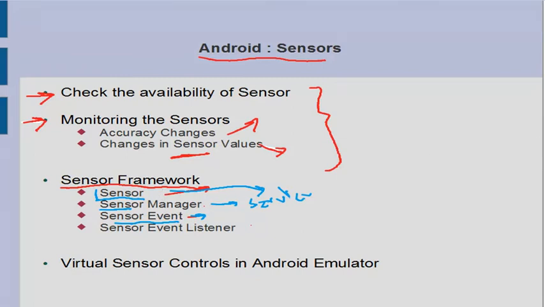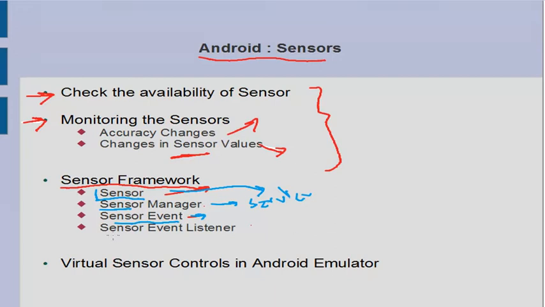Plus it also tells us which of the sensors, because there can be more than one sensor. There can be a lot of sensors in a device. So which of the sensors has given these values? This is all given by the sensor event class.